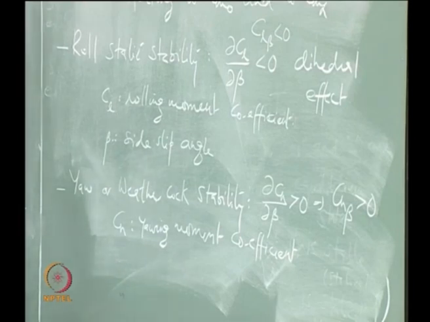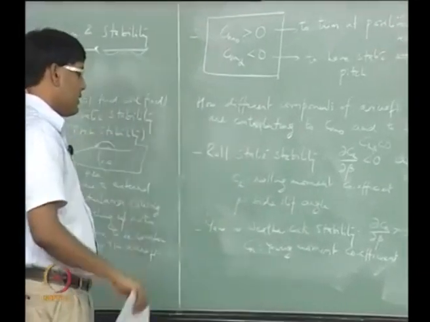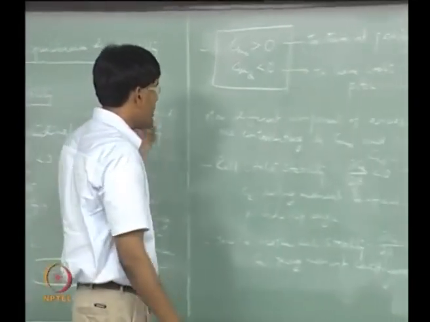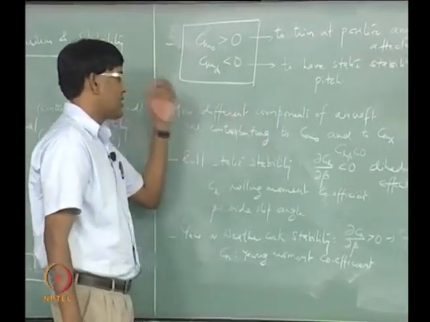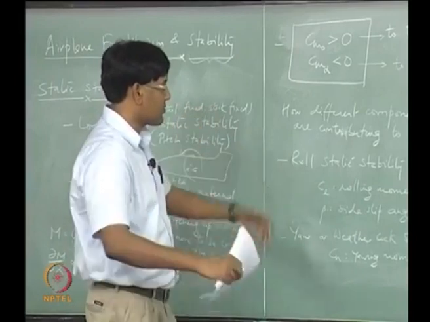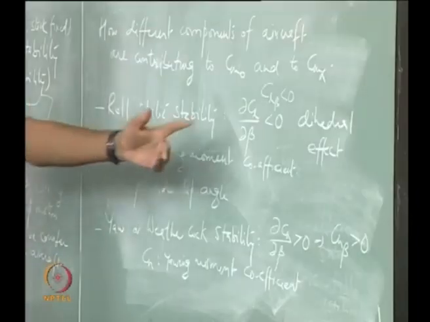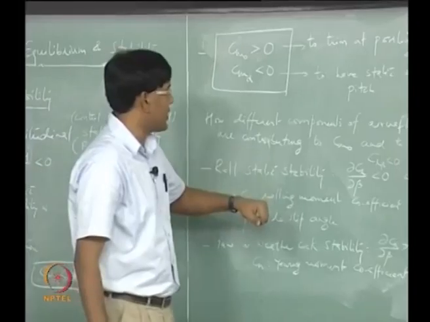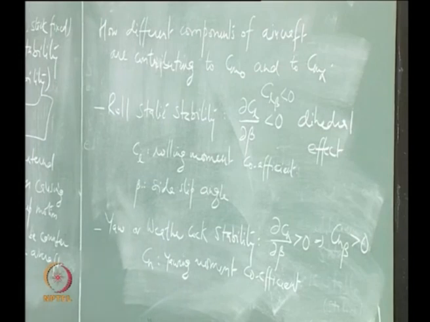So, as far as the static stability part is concerned, we are going to look at these three derivatives and the contribution of each of the aircraft components, either mounted on the aircraft or constituting the aircraft. How they are contributing to each of these terms, Cm alpha, Cl beta, and Cn beta, right? This is what we are going to see in the following classes.